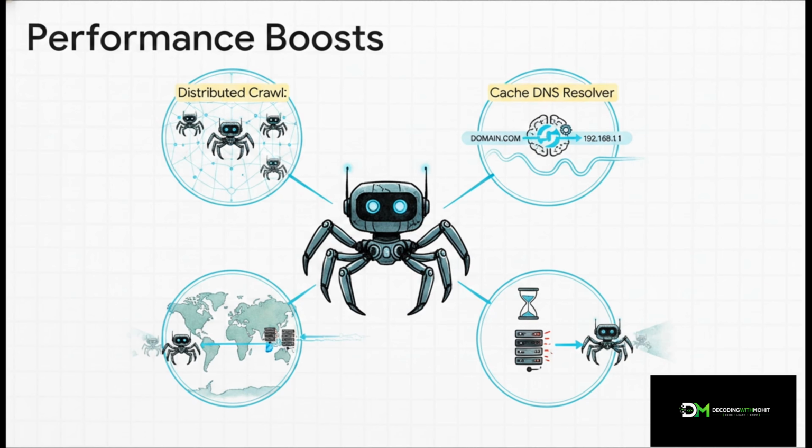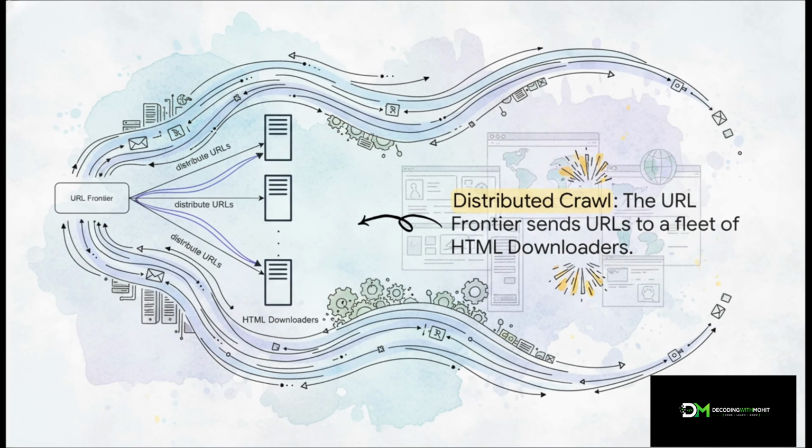We have to distribute the crawl across tons of machines. We need to cache DNS lookups so we're not constantly asking, where is this website? We can even be smart about locality, placing our servers geographically close to the sites they're crawling. And finally, short timeouts. If a server is slow, we don't wait around. We just move on. But out of all of those, the real game changer is the distributed crawl. It's the most important technique by far.